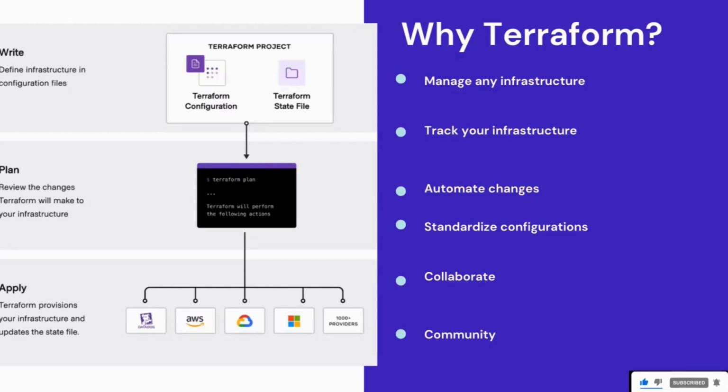So Terraform basically manages any infrastructure. You can track your infrastructure very efficiently and automate the changes. You don't need a lot of workforce to work on the automation side. Any single person, two persons, or three persons is sufficient to work on and manage even a very big infrastructure. Standardized configuration is there. There's a lot of collaboration. You can manage your developers and various team members in a centralized way, right?